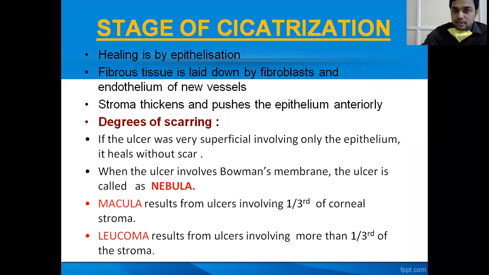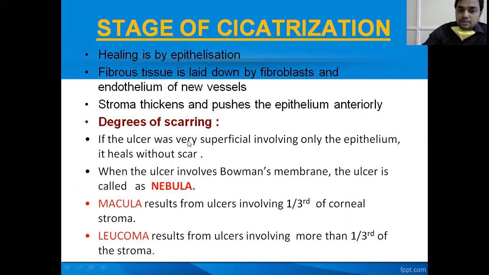Scarring means opacity. Because of the healing by epithelialization, a new fibrous tissue is laid down by keratocytes. The main function of the keratocytes is repairing of the damaged tissue. This fibrous tissue is laid down by fibroblasts and endothelium of the new blood vessels. As I said, the new blood vessels enter into the corneal layers. They help in restoring the lost tissue by formation of the scar tissue. The stroma thickens and pushes the epithelium anteriorly.